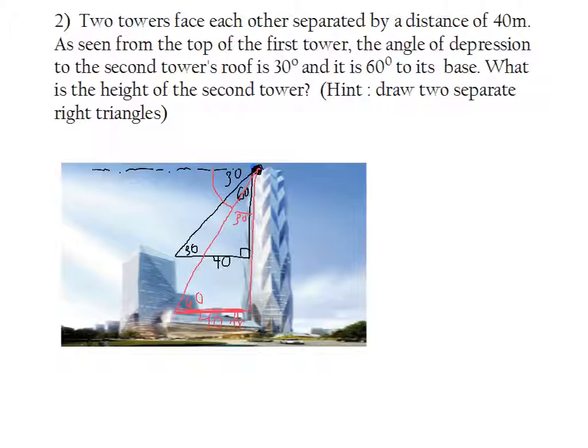And since that is going to be my long leg, I'm going to have to take 40 and divide it by root 3 to get to my short leg. I'm going to go ahead and rationalize that. 40 root 3 over 3 is going to be the short leg.